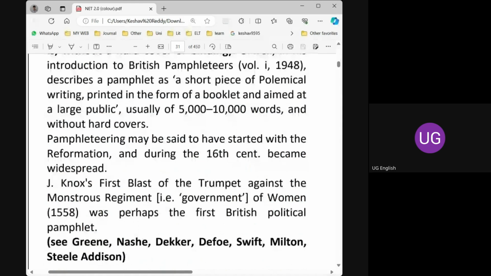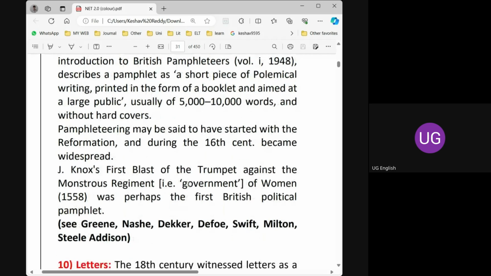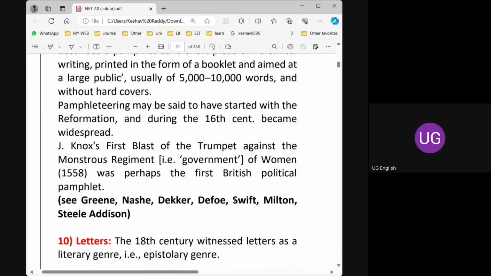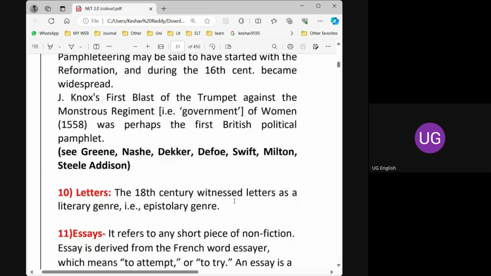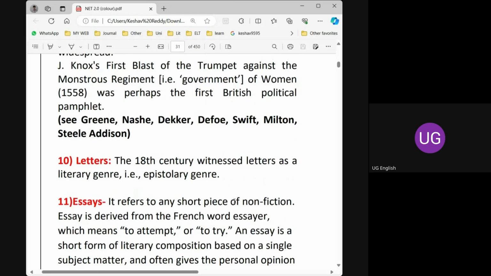Generally, these are written anonymously without the name of the author, but later the author reveals the name. So this is very important. Satire writers are like Swift, Defoe, Decker, Nashe, Milton, Addison, Steele, very important writers. We'll discuss pamphlets in a separate chapter on the 18th and 17th century, and letters we discussed in yesterday's class.